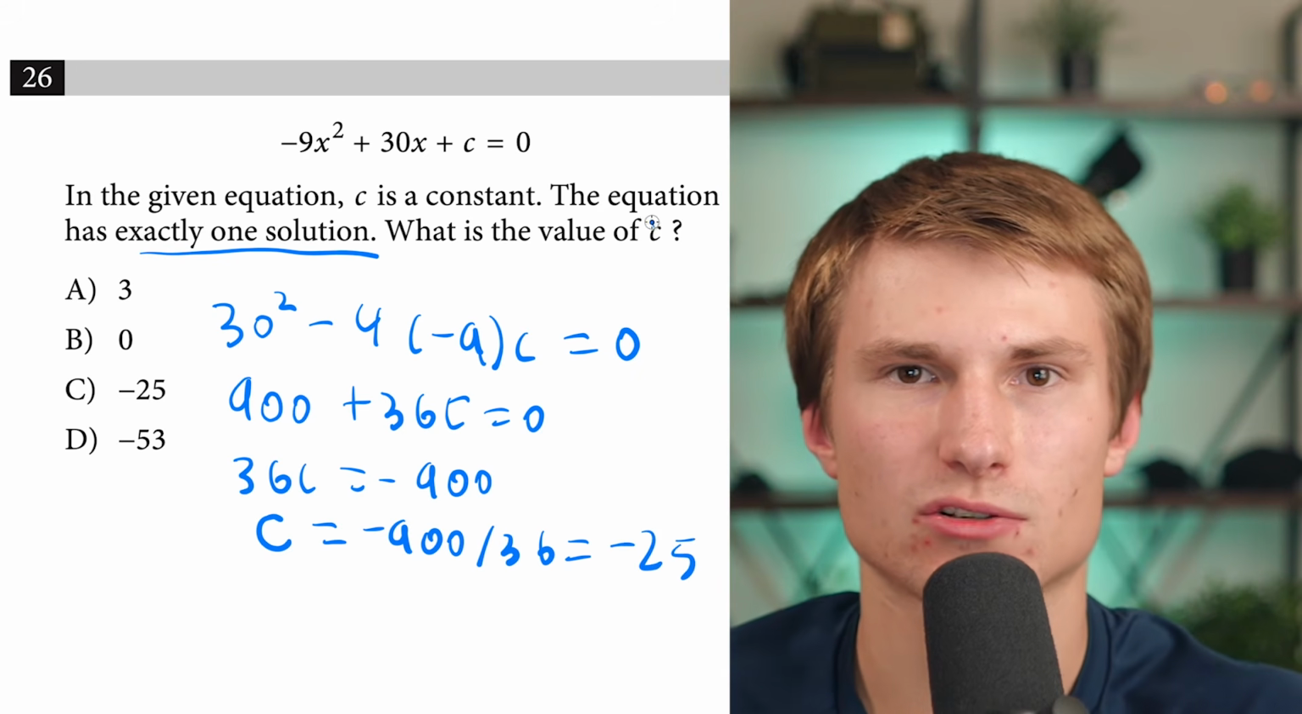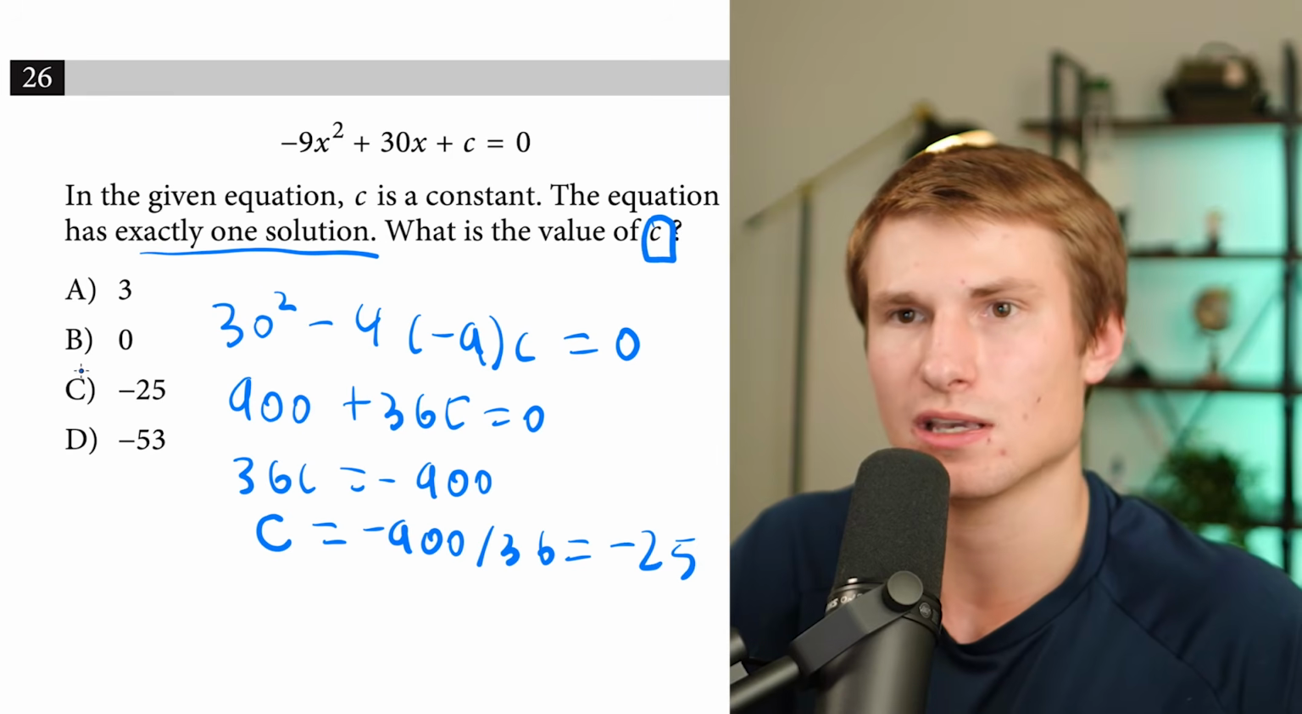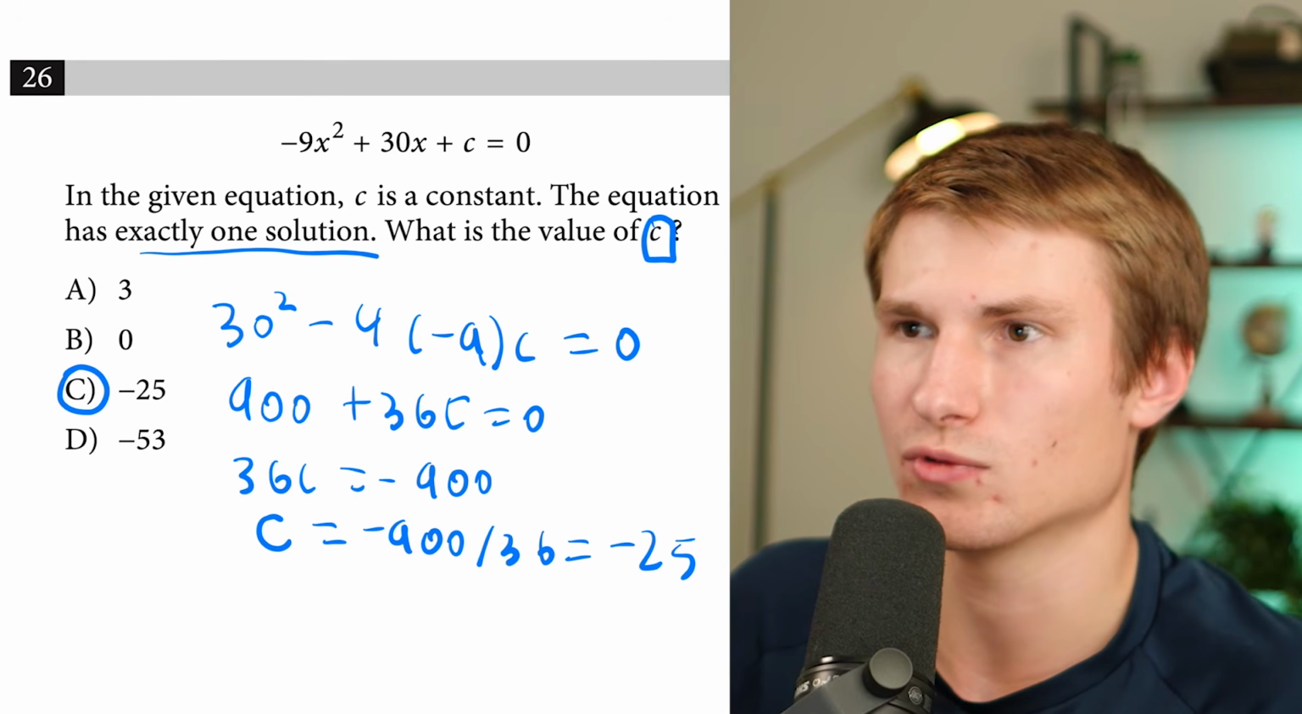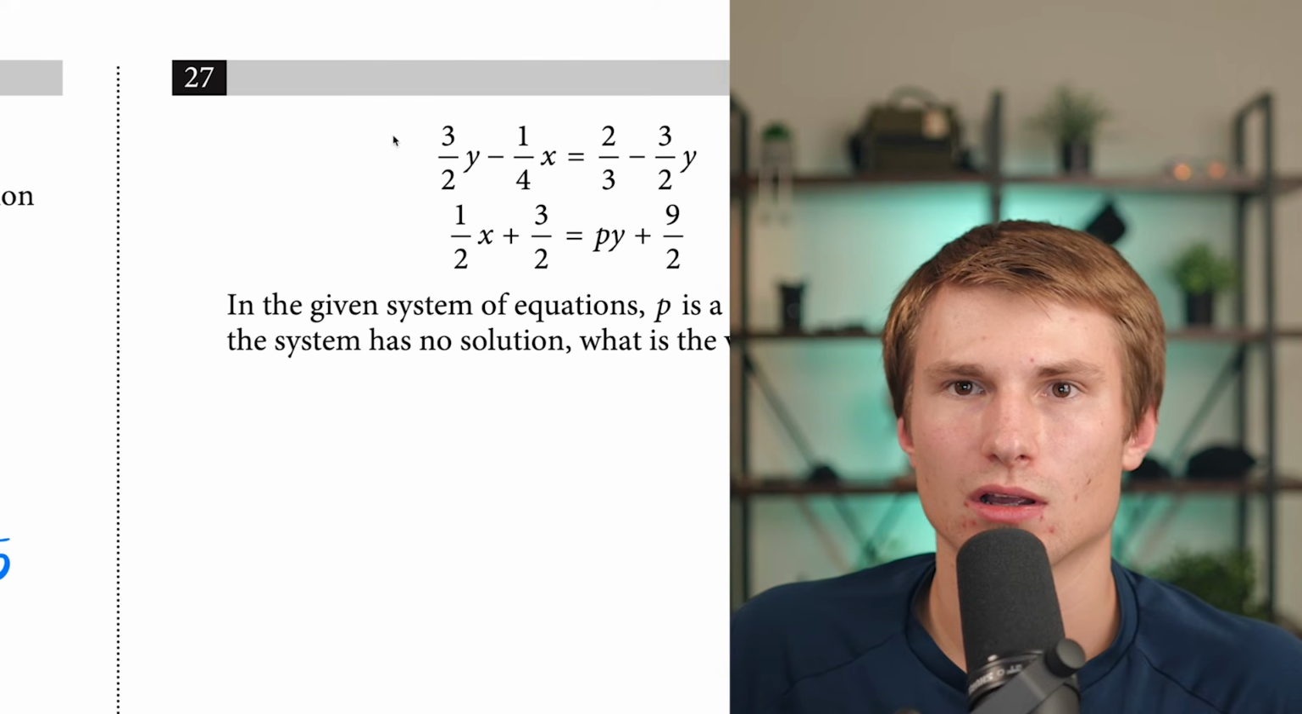What are we asked to answer with? Always double check that. That's the value of C, so we're good. The answer there is going to be C, which is negative 25. Let's go ahead and move to the other side of the screen now.